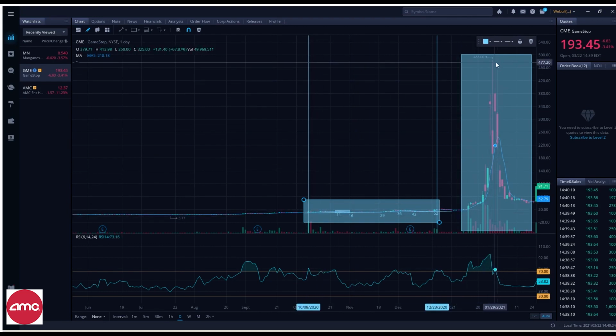Wait until it reaches this area here. And when you have dips, buy the dips. That's what I would do.